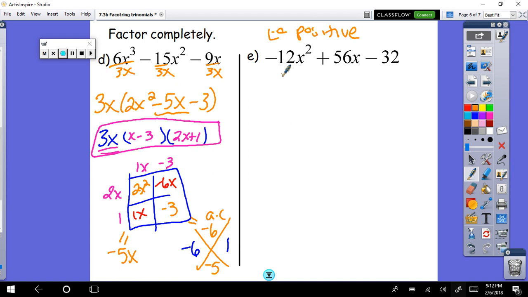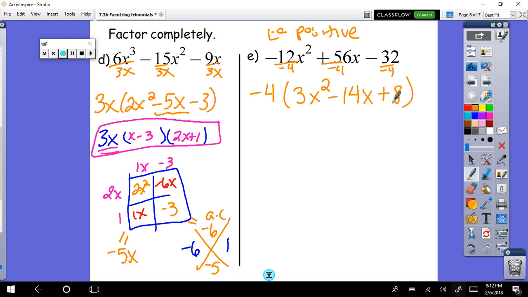Yeah, 56 divided by 4 would be 14. And 32 is 8. So I think I can take out a 4. And specifically, I want to take out a -4. So to make that leading coefficient positive, which would be 3x squared minus 14x and then plus 8.